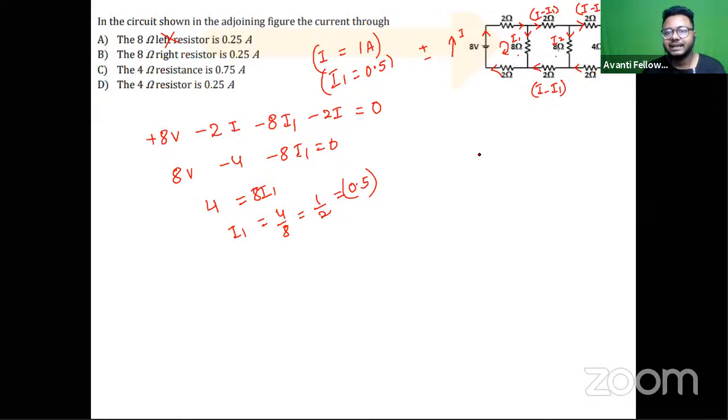Okay, once you have got the I1, you can easily apply it in the second loop. So apply it in the second loop, right? From the second loop, everything will be clear. You don't have to think too much. The second loop will be the last loop. So in the second loop, or you can use this.